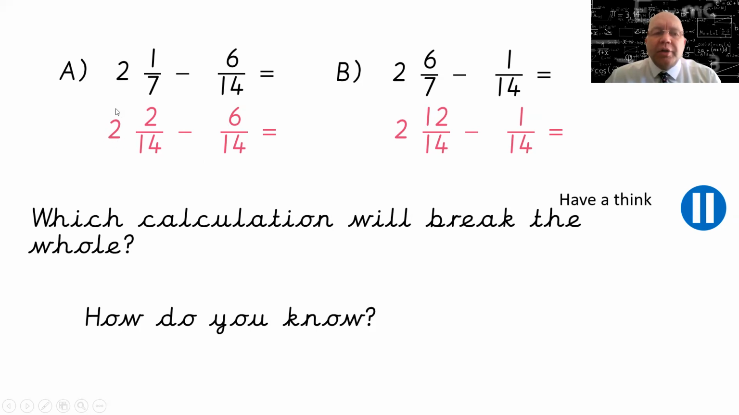It's going to be 1 and something because we're going to have to use some of those 2. This one, however, we've got 12/14ths and we're only taking 1 away. So we don't need to interfere with the 2 whole ones. So it's that first one. That is the one that will break the whole.